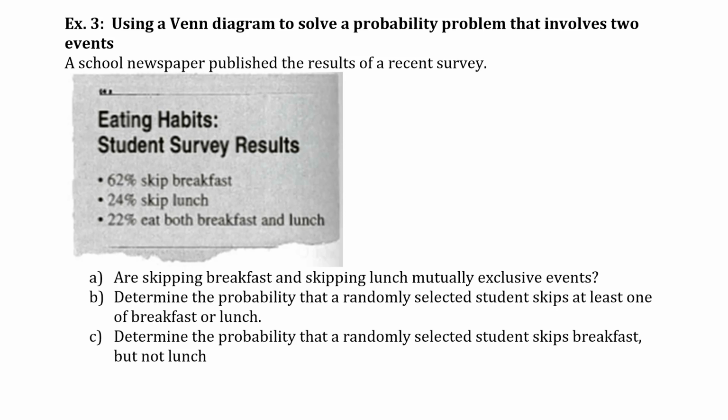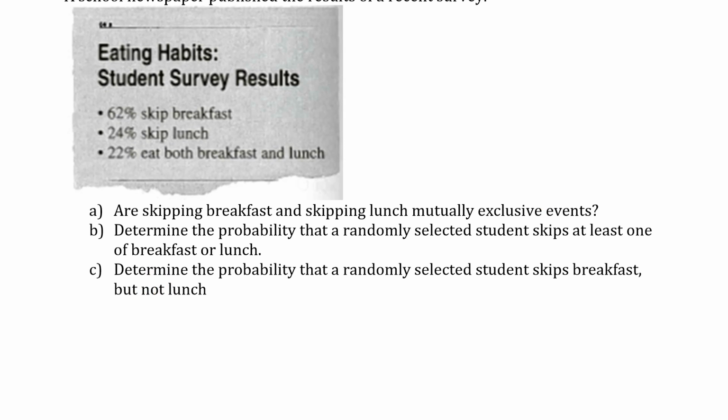First things first, let's read the questions, and then let's make sure that we define our sets before moving on too quickly. So question A, are skipping breakfast and skipping lunch both mutually exclusive events? Determine the probability that a randomly selected student skips at least one of breakfast or lunch, and determine the probability that a randomly selected student skips breakfast but not lunch.